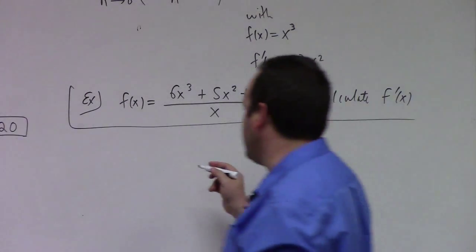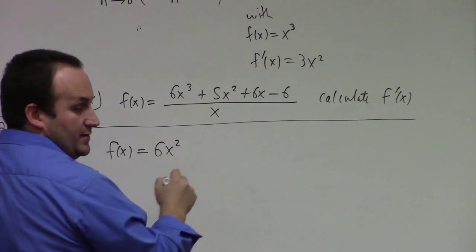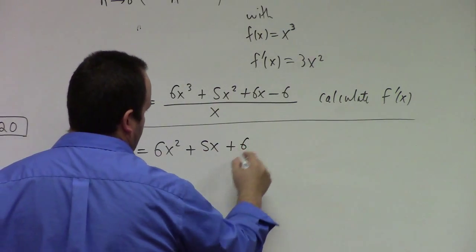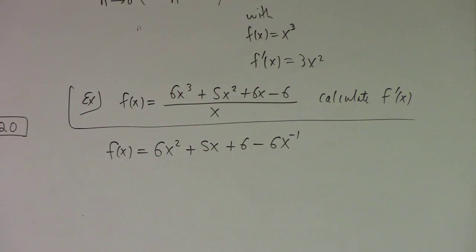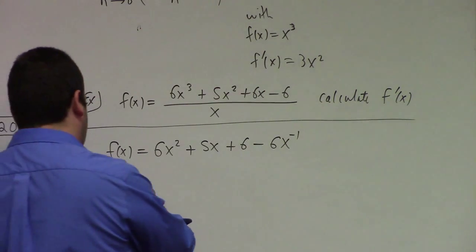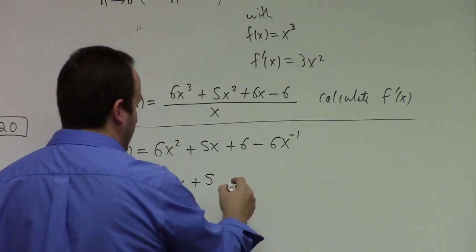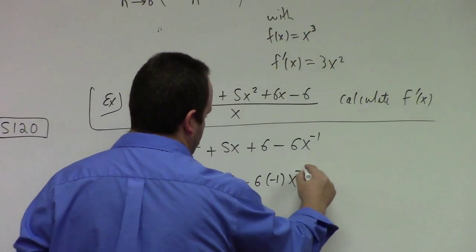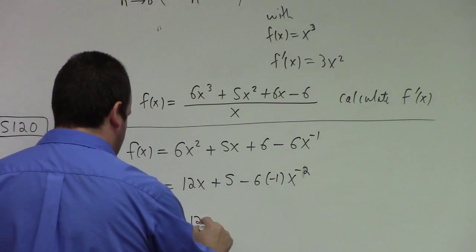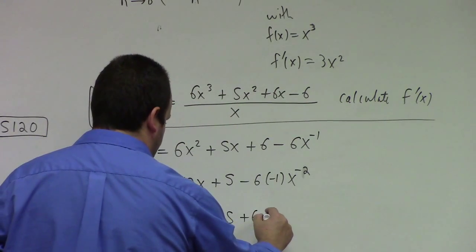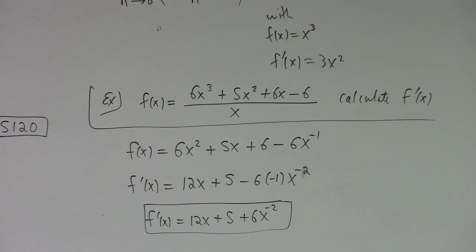Okay, so my starting move is algebra. So f of x is equal to what? It's equal to 6x squared plus 5x plus 6 minus 6x to the minus 1, actually. Or 6 over x. And then I just do the power rule and linearity, term by term. So f prime of x is 12x plus 5. 6 differentiates to 0. And then I get minus 6 times minus 1, x to the minus 2. You get a plus there, right? So f prime of x is 12x plus 5 plus 6x to the minus 2. Of course, we could rewrite x to the minus 2 as 1 over x squared if we wanted to.